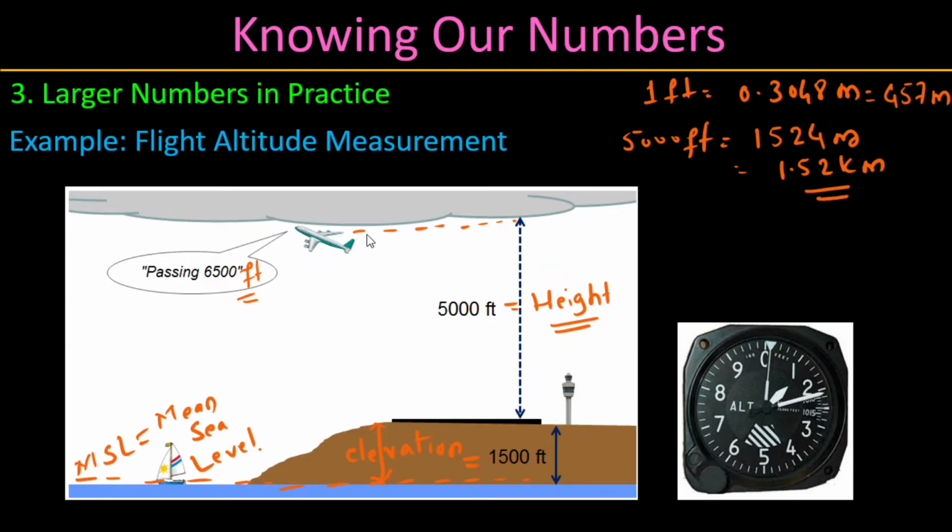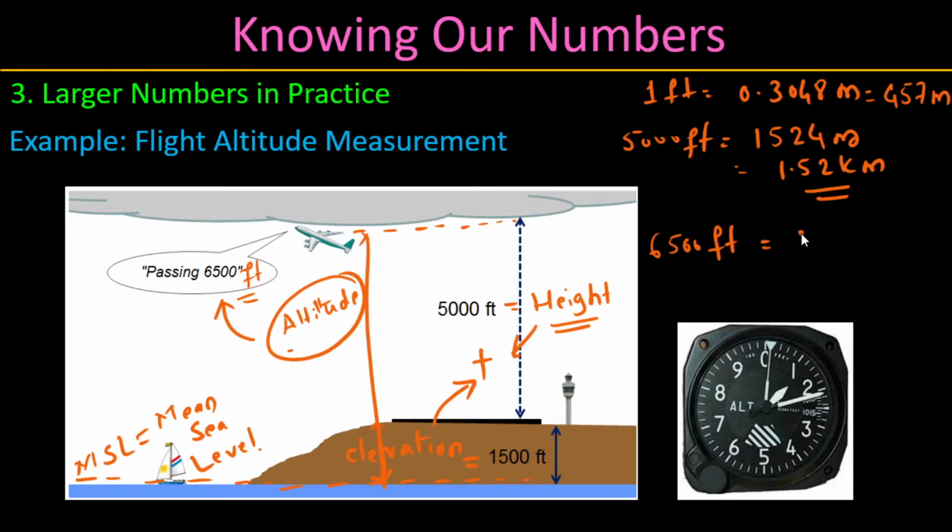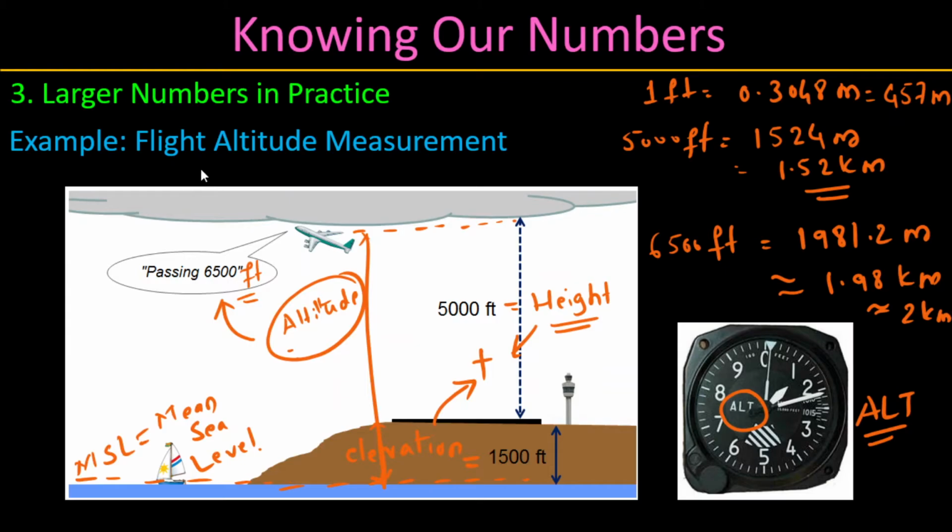Aircraft always measure height as altitude. Altitude always equals height plus elevation. Both together are called altitude. That's why it is 6,500. If you calculate 6,500 into 0.3048, it comes to 1981.2 meters, nearly 1.98 kilometers, approximately 2 kilometers from the sea level. And this is the meter in the aircraft that the pilot will observe. This is the altitude meter. That's why they call it ALT here, the altitude meter.